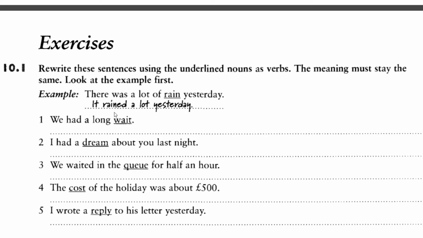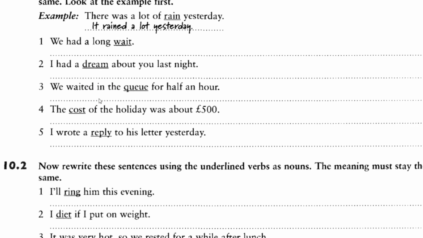We have actually many exercises here. Let's do number 1. 10.1, rewrite these sentences using the underlined nouns as verbs. The meaning must stay the same. Look at the examples first. Example number 1, there was a lot of rain yesterday. Here we need to change the noun into a verb. So, it rained a lot yesterday.